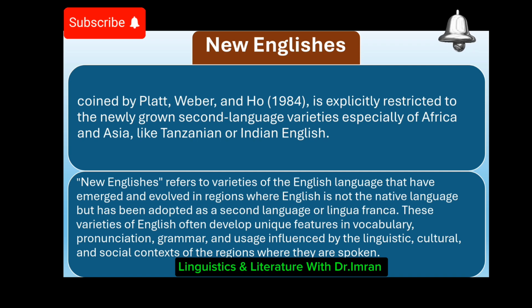So if English is spoken in Pakistan as a second language, it will be influenced by the native languages of the people: Urdu, Punjabi, Sindhi, Pashto. If it is spoken in India, it will be influenced by the culture of India, the culture of Bangladesh. So there will be a local touch in pronunciation, grammar, and usage. Right? Because English is not the native language of these countries.